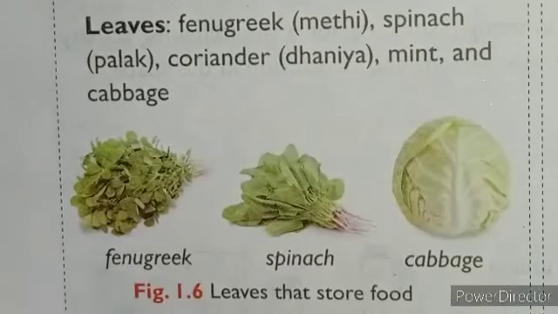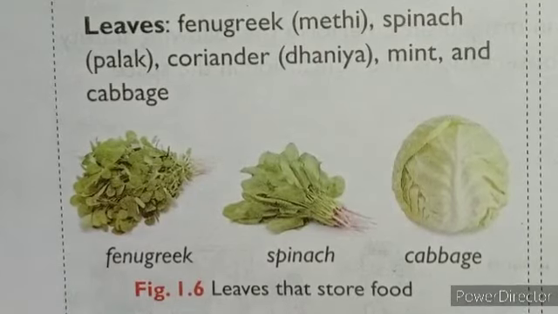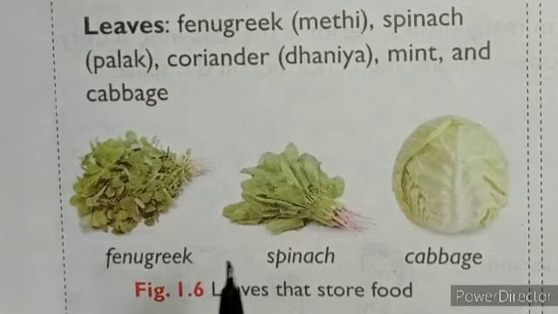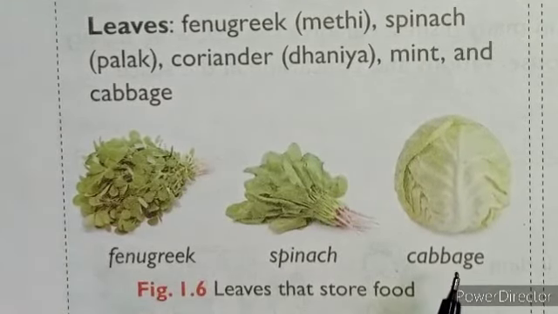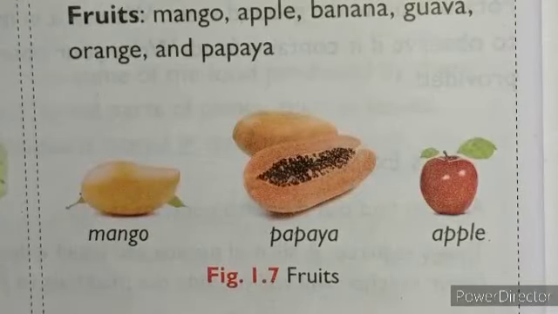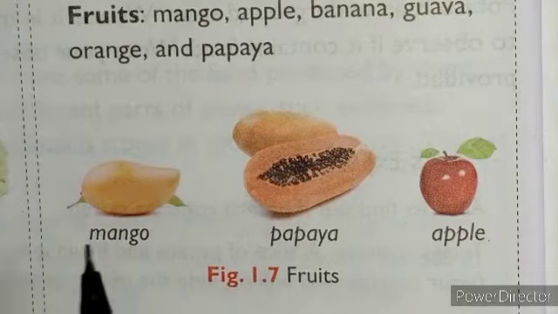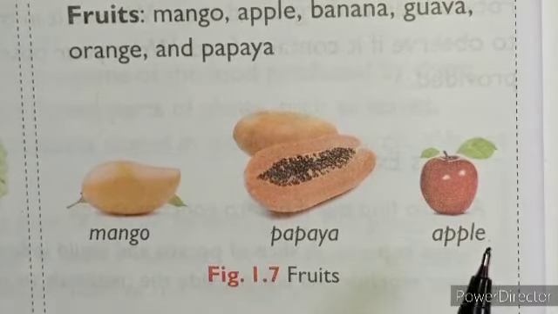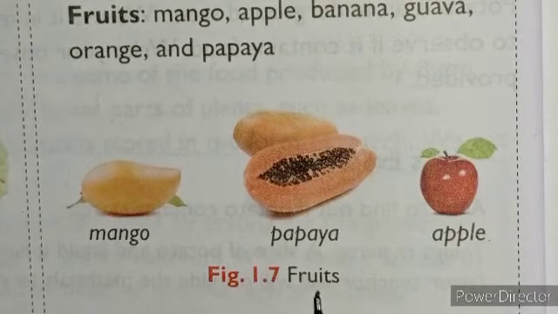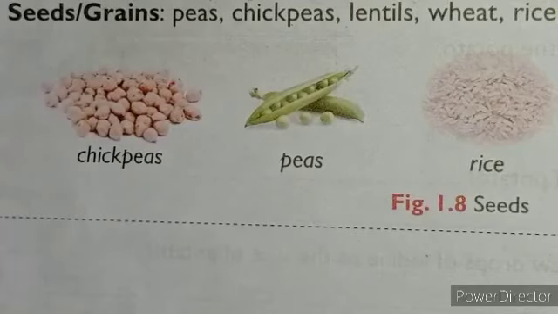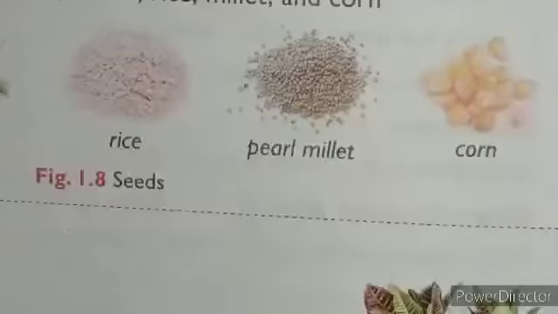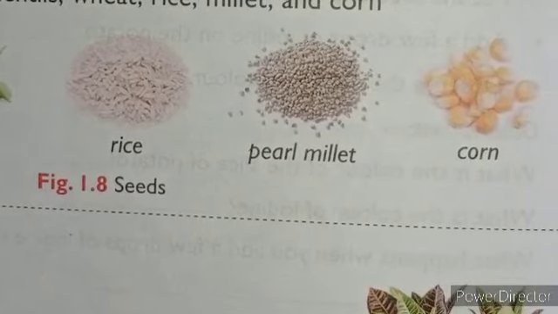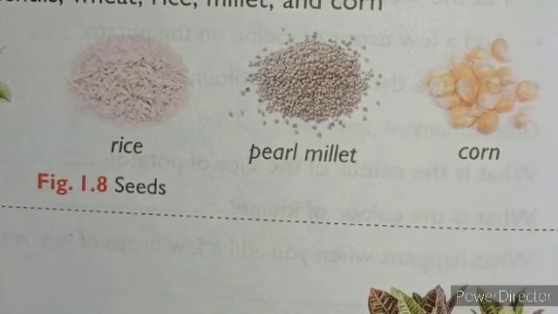Next, leaves that store food. In some plants, food is stored in leaves. For example, fenugreek, spinach, and cabbage. In some plants, food is stored in the form of fruits. For example, mango, papaya, apple, guava, orange. Some plants store food in the form of seeds also. For example, chickpeas, peas, rice, pearl millet, and corn.